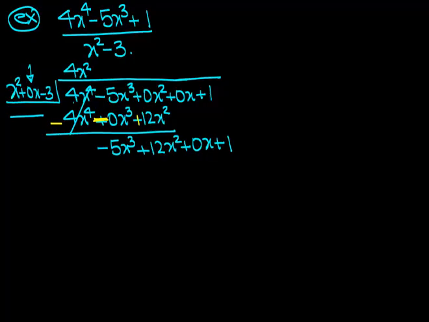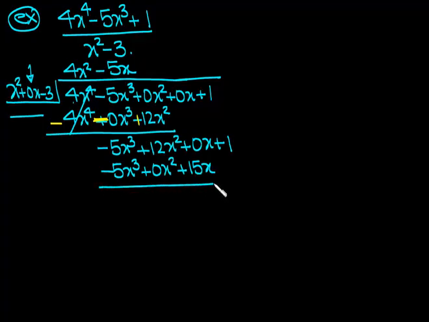Okay, now let's go ahead and continue this. What should I multiply this x squared by to make it minus 5x cubed? It's minus 5x. So you get minus 5x cubed. Minus 5x times 0 is just 0x squared. Negative 5x times negative 3 is a positive 15x. Subtract again. This becomes a positive. This becomes a negative. This becomes a negative. This cancels. I get 12x squared minus 15x plus 1.